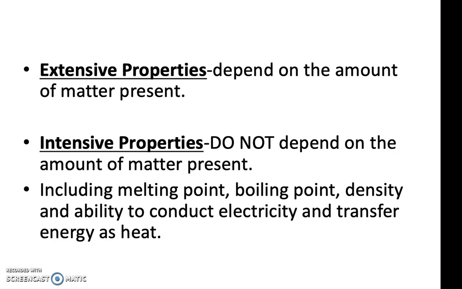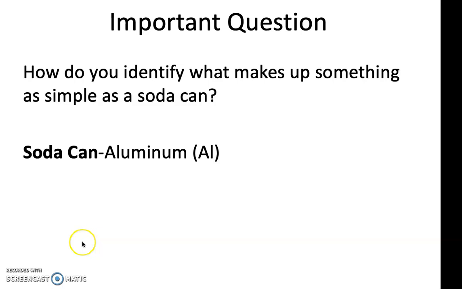Extensive properties depend on the amount of matter present. And there's also another term called intensive properties, which do not depend on the amount of matter present. So intensive properties of matter include melting point, boiling point, density, and the ability to conduct electricity and transfer energy as heat.